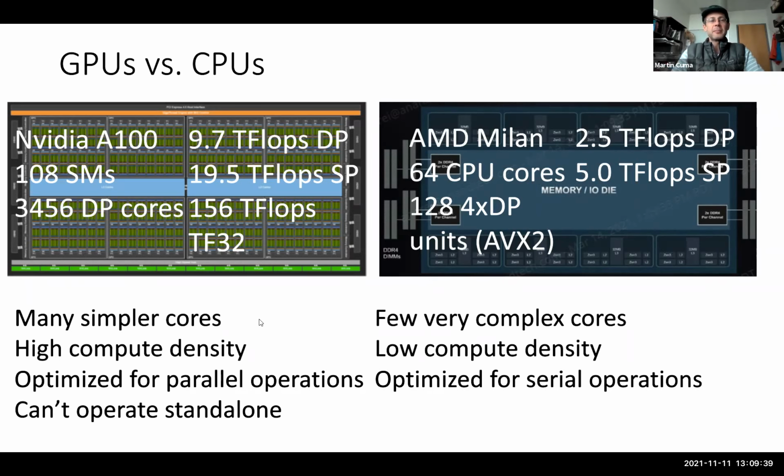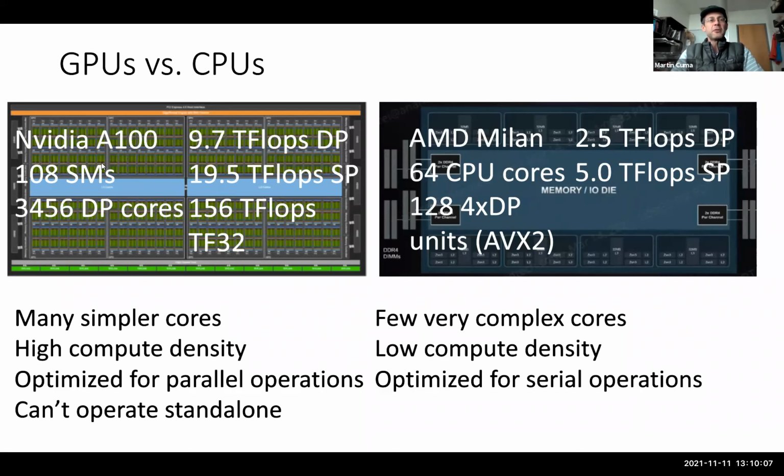So really the big difference there is that the GPUs, because they are so compute dense, are optimized for parallel operations, but they are not very good at more complex or logically complex codes. And so they cannot really operate standalone. We have to offload the computation onto the GPUs in order for them to work. And so they need to work in concert with the CPUs in order to get the performance that you can get.